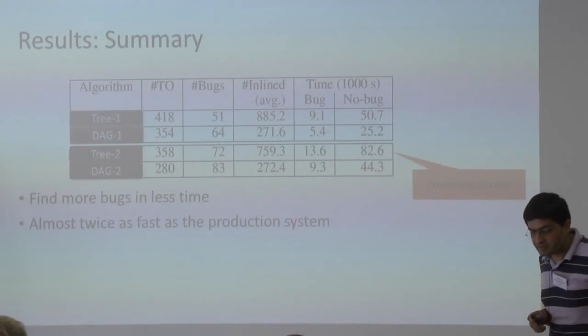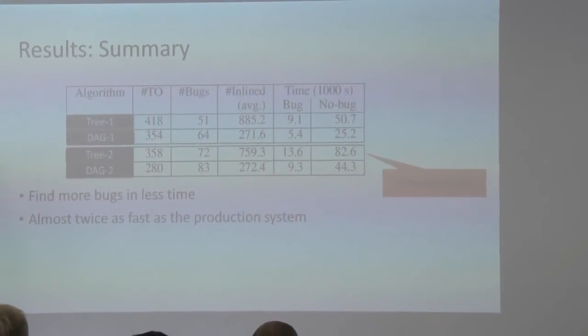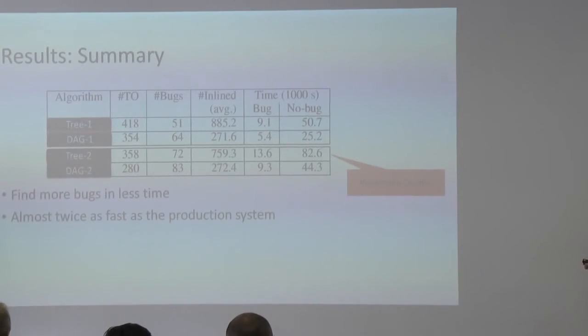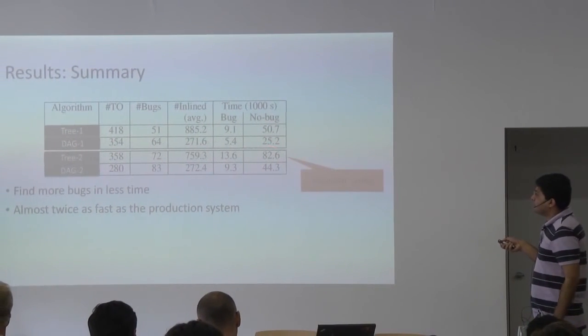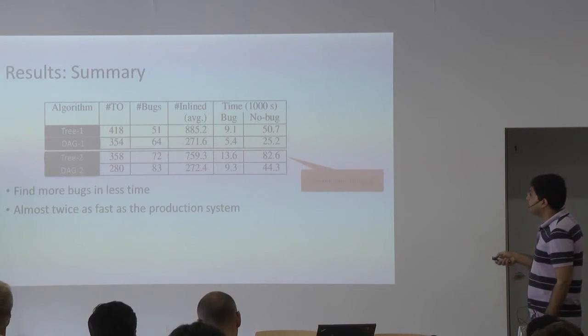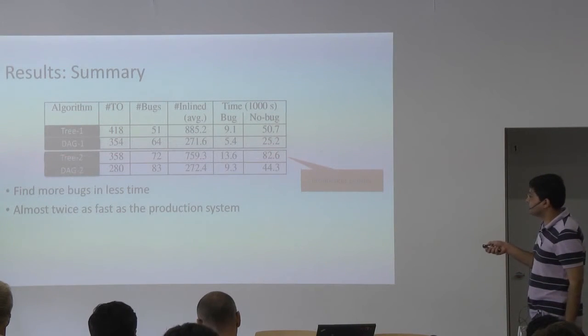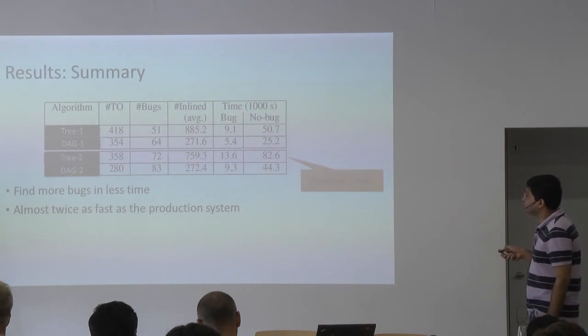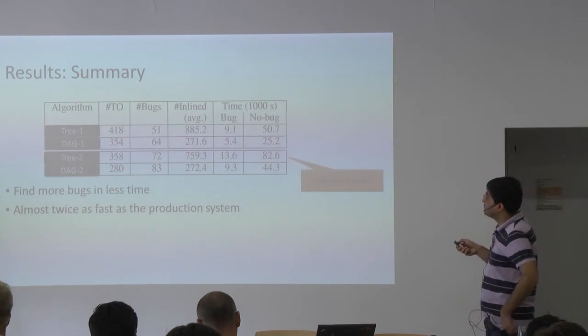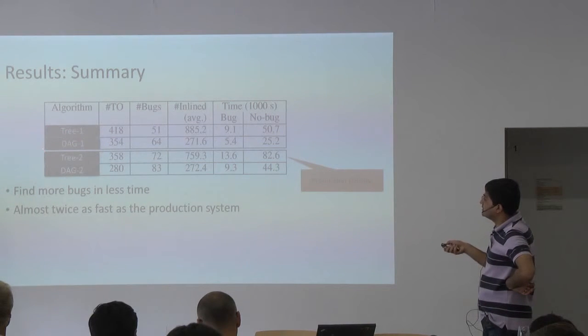Okay, so here's a summary of the results. There are two versions of the algorithms depending on the optimizations that you have in place. The tree one is the one that uses tree inlining. The DAG one is the one that uses DAG inlining. And this version is what currently ships with the Static Driver Verifier. So the comparisons are tree one versus DAG one, and tree two versus DAG two.